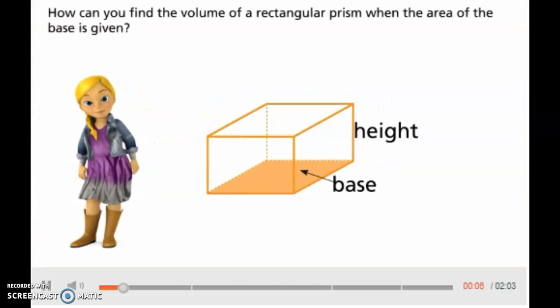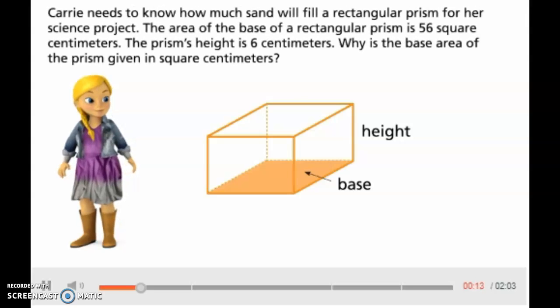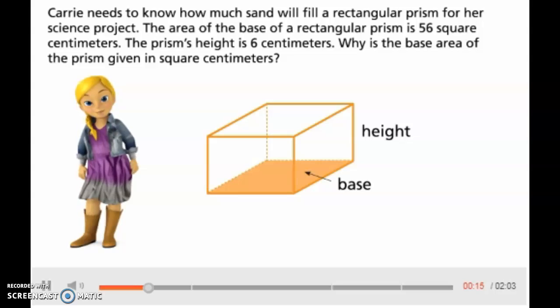Find the volume of a rectangular prism when the area of the base is given. Carrie needs to know how much sand will fill a rectangular prism for her science project. The area of the base of the rectangular prism is 56 square centimeters. The prism's height is 6 centimeters.